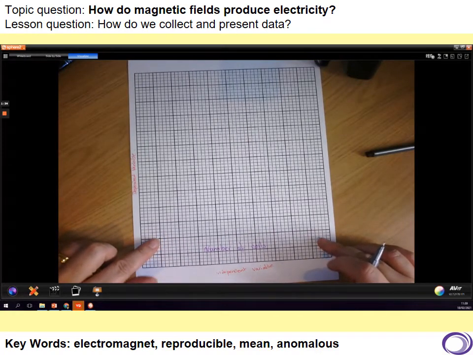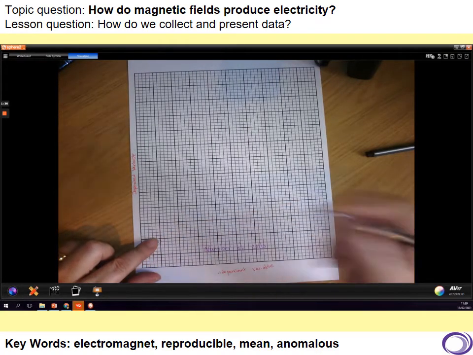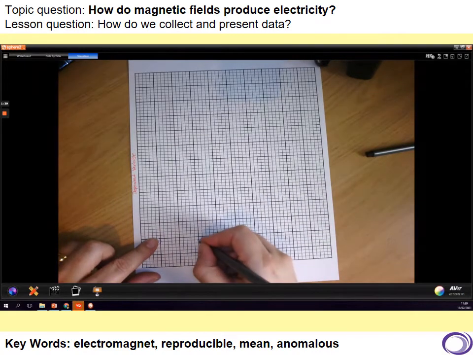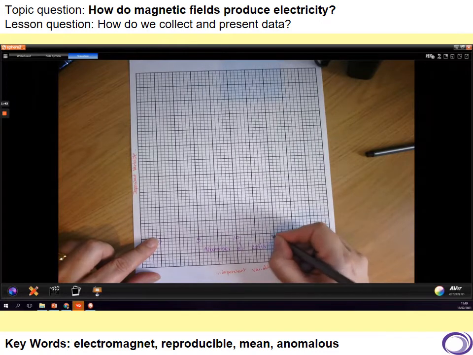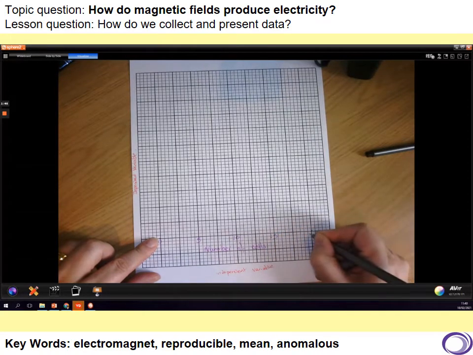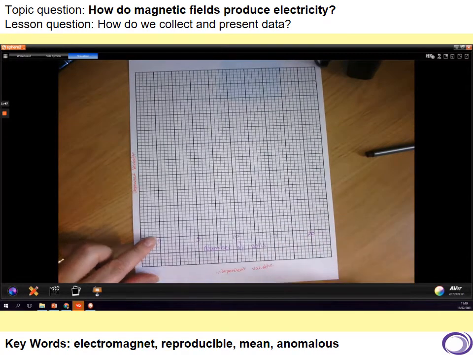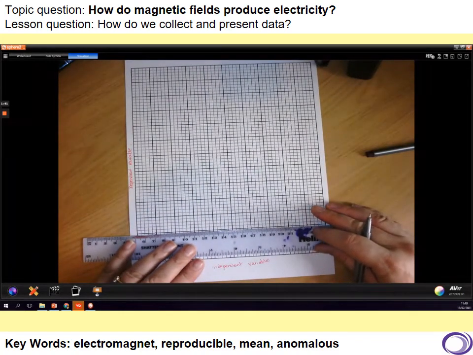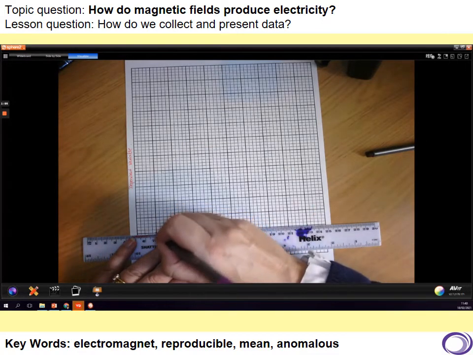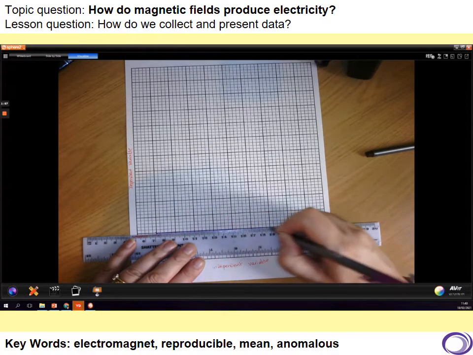So if I start here at 0 and every two big squares I go up 5, then you can see that I've nicely filled that part of the piece of paper, and I can draw my line like so.